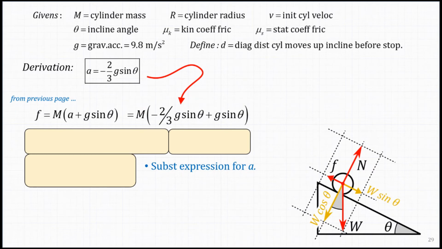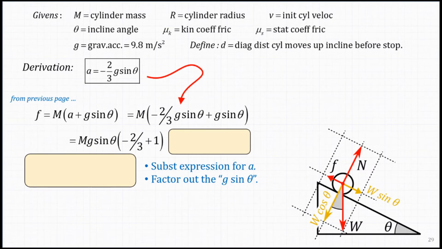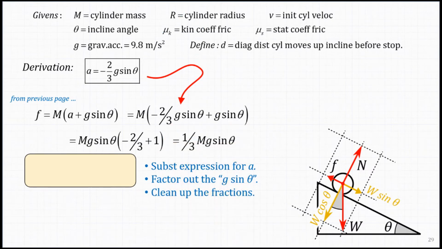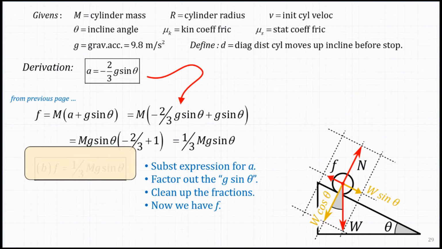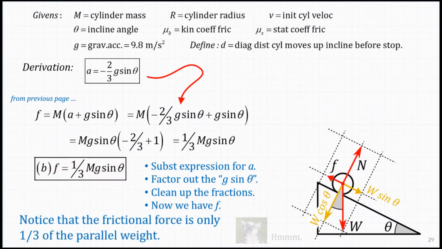And I start to see something I can clean up a little. We factor out the g sine theta, clean up the fractions, and we see that our frictional force is 1/3 mass times g times sine theta. This is 1/3 of the parallel component of weight.